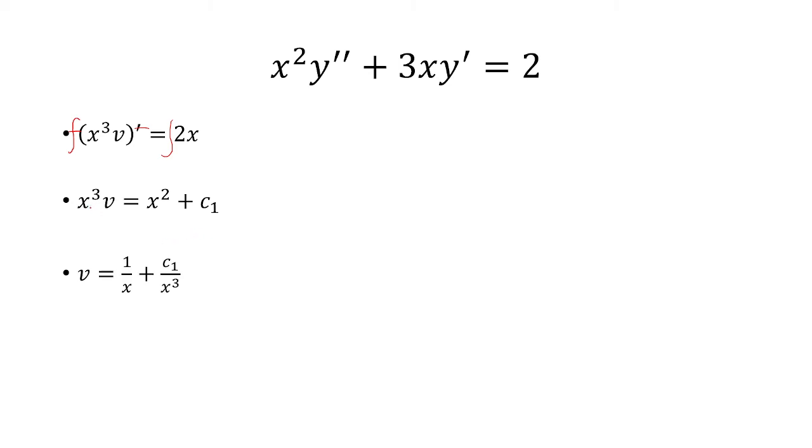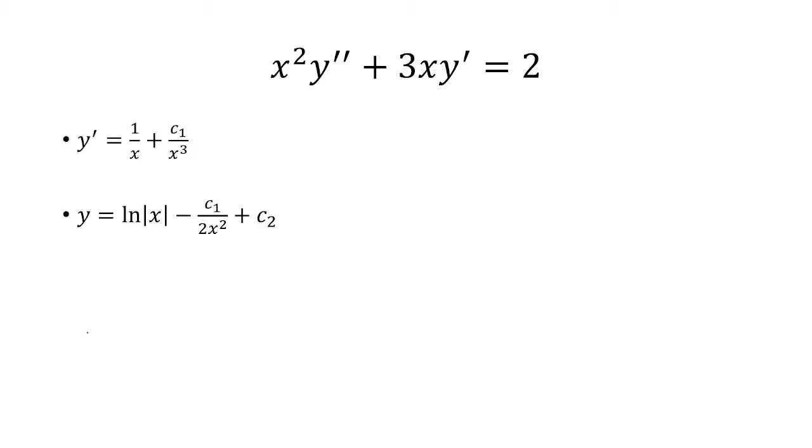Solving for v, we divide both sides by x cubed, and recall that v was y prime. So now we can find y by doing the integral of both sides. So the integral and the derivative are going to cancel, so we're left with y. Antiderivative of 1 over x is ln of x. Antiderivative of c1 over x cubed is negative c1 over 2x squared. And then don't forget to add another constant.